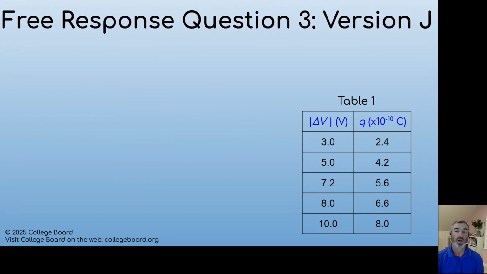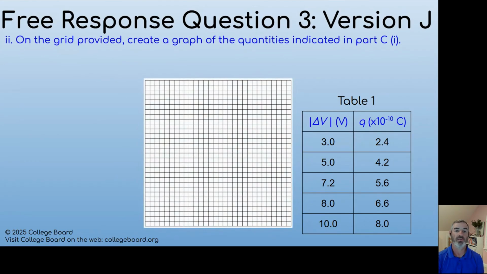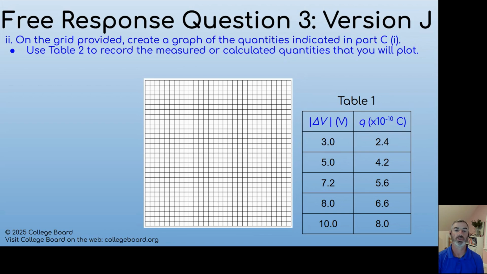Our next question asks us, on the grid provided, to create a graph of the quantities indicated in part C1. So the first part tells us to use table 2 to record the measured or calculated quantities that we're going to plot. Well, we already have those values because we're not changing anything. So our next step is to clearly label the axes, including units as appropriate. You also need to make sure that you utilize at least half of the graph. So we have to use at least half the graph.